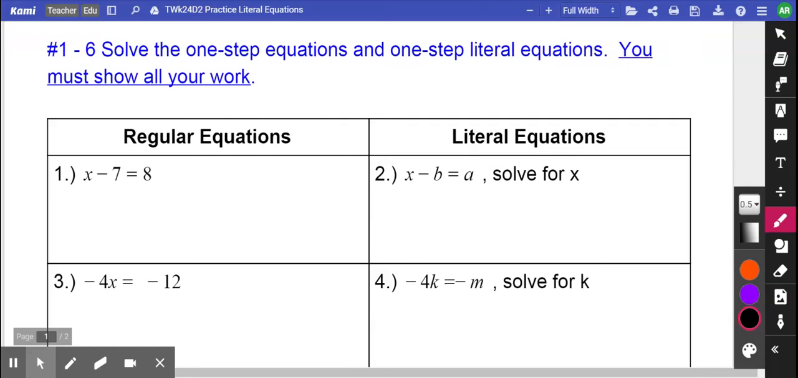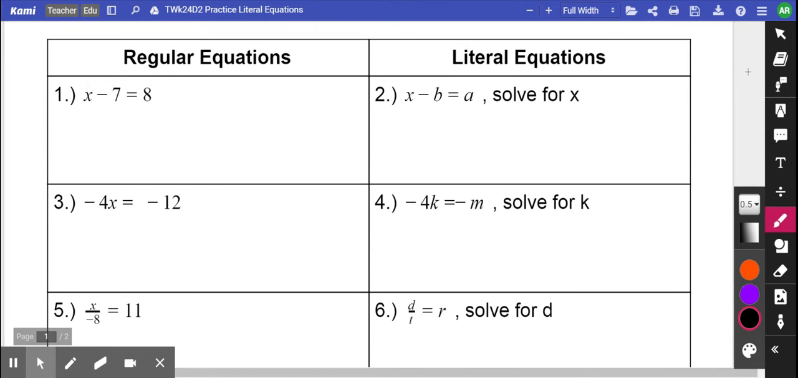All right, so for enrichment for practice literal equations, you're going to need notebook and paper. If you don't have that, pause the video, go do that now. So first thing we're going to do is solve regular equations and one step literal equations. It's kind of a practice for both, but it's mostly so you guys can see how you do the same things for literal equations.